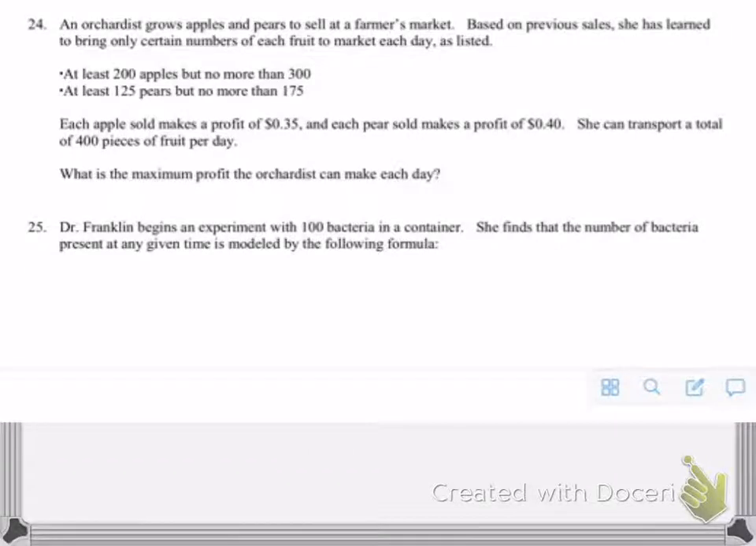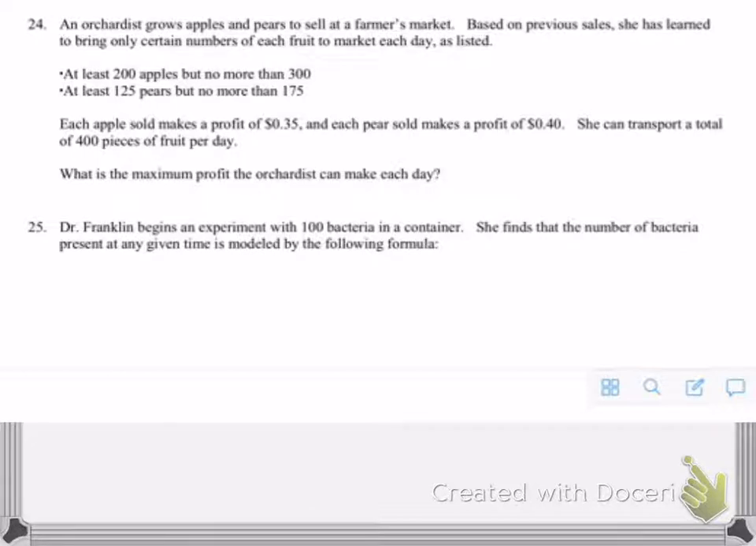Number 24 is another linear programming problem. Usually the long word problems are going to be those type. This one says an orchardist grows apples and pears to sell at a farmer's market. Based on previous sales, she has learned to bring only certain numbers of each fruit to market each day as listed. At least 200 apples, but no more than 300.